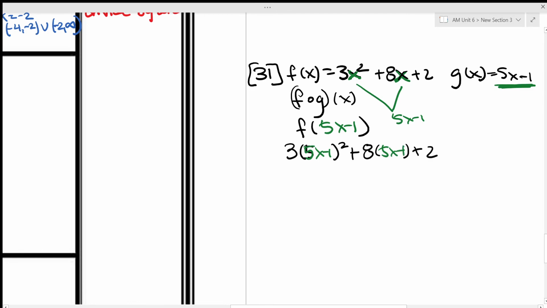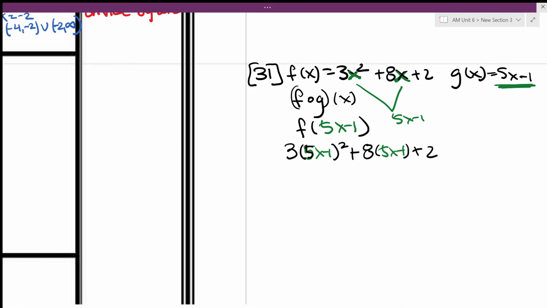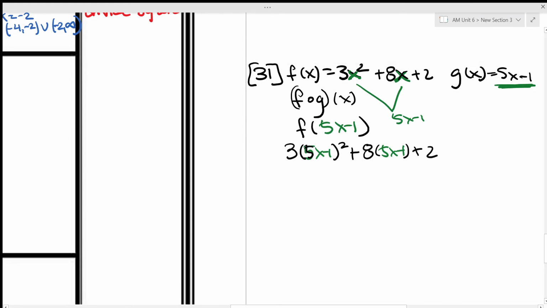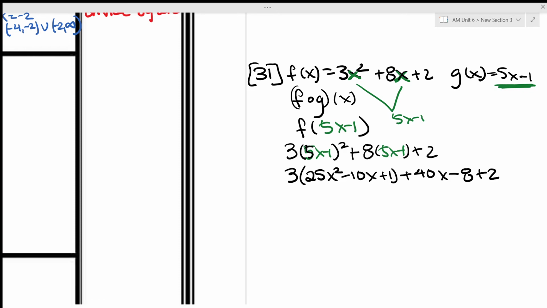Okay, I'm going to FOIL that out. Can I FOIL it in my head? Is that okay? Because I know the pattern. Saves time. Okay. 5 times 5 is 25x squared. 5x times negative 1 is negative 5x, times 2 is negative 10x. Negative 1 times negative 1 is 1. I just verbalized what I was doing in my head. So then I'm going to distribute. I'm going to get 40x minus 8 and a plus 2. Are we okay so far? Does that look okay?